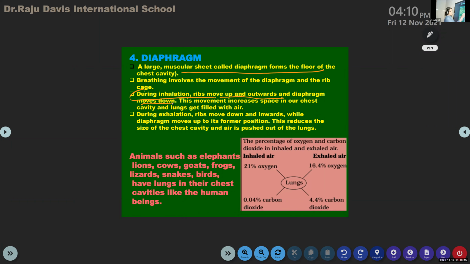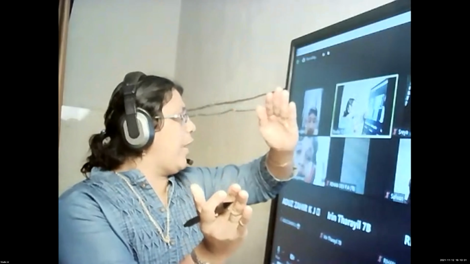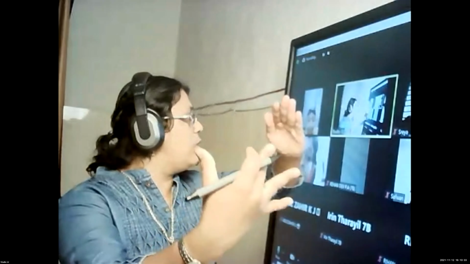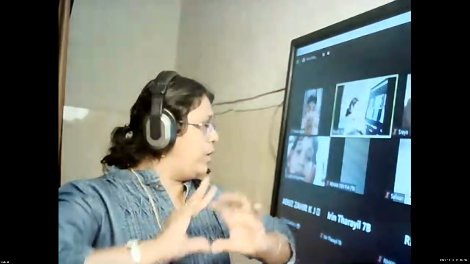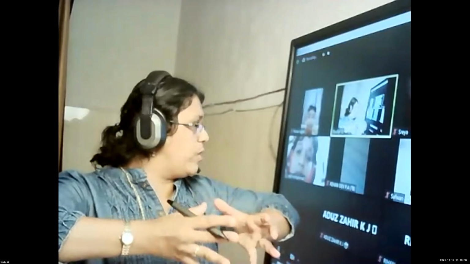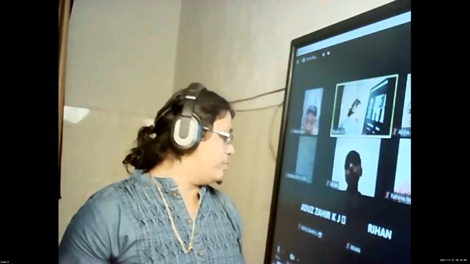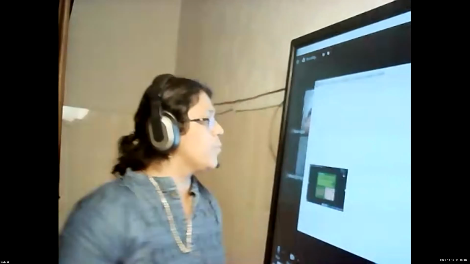This movement increases the space in our chest cavity. How does this help? The ribs move up and the diaphragm goes down. Naturally, there is a space between the rib cage and the diaphragm, and the lungs can fill with air and expand like a balloon when you breathe in. So ribs move up, the diaphragm goes down, and there is a separation between the ribs and the diaphragm. That is breathing.